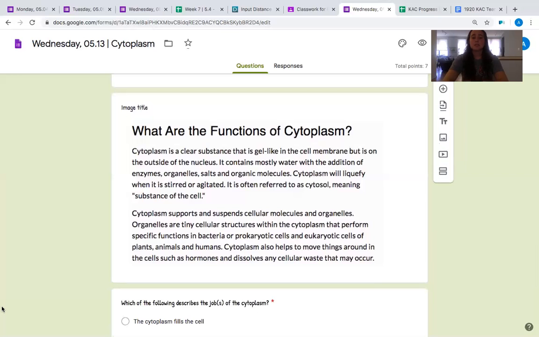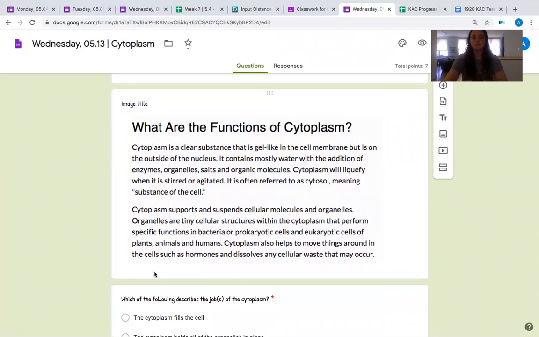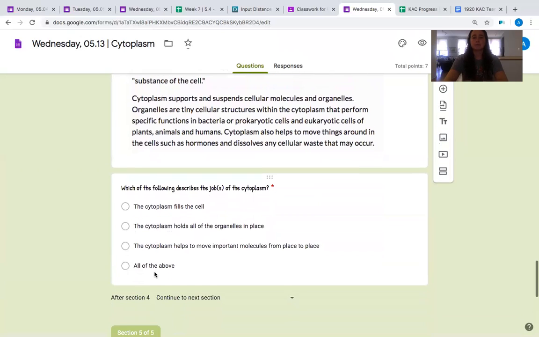Cytoplasm supports and suspends cellular molecules and organelles. Organelles are tiny cellular structures within the cytoplasm that perform specific functions in bacteria or prokaryotic cells and eukaryotic cells of plants, animals, and humans. Cytoplasm also helps to move things around in the cells, such as hormones, and dissolve any cellular waste that may occur.